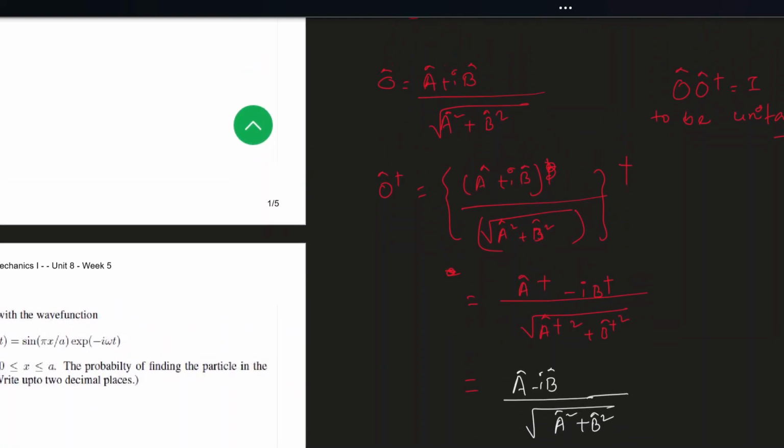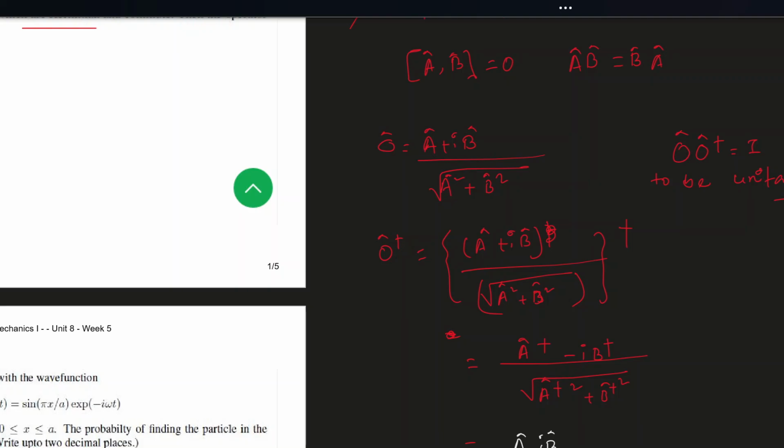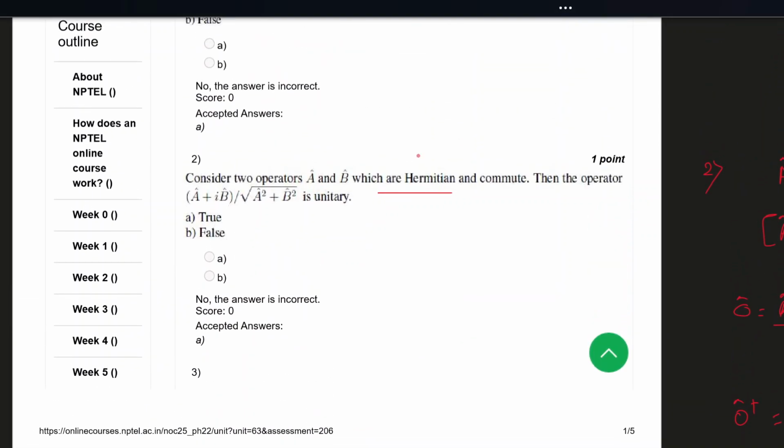So this thing we are getting, sorry, this was whole squared, right? So this is no square root anymore. The square root sign will not be there. So then you get that you already have this and this cancels out. This is I, which is the unitary sign. So that means you are getting LHS equal to RHS. So this is proved to be true, which means this new operator O is unitary. So our answer will be that this new operator is unitary, that is true.